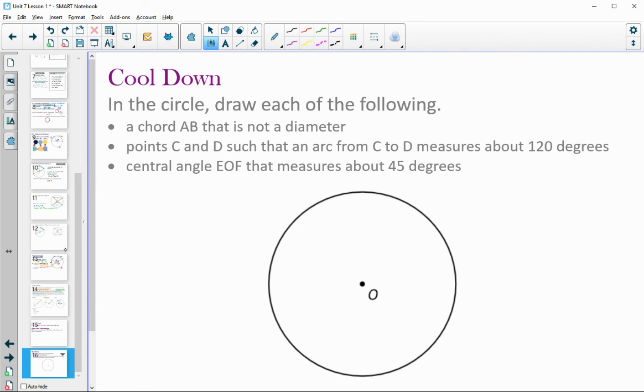And then here's your cool down. Check if you can do this. Can you draw a chord? Label it AB. That is not a diameter. Can you mark points C and D such that the arc from C to D measures about 120 degrees? Just estimate an arc measure of about 120 degrees. And then draw a central angle that has a measure of about 45 degrees, and name that EOF. So go ahead, try to draw those onto this circle. If you're struggling, be sure you reach out to your teacher.